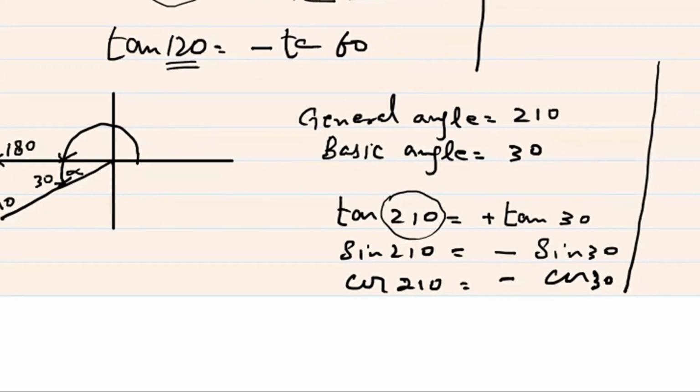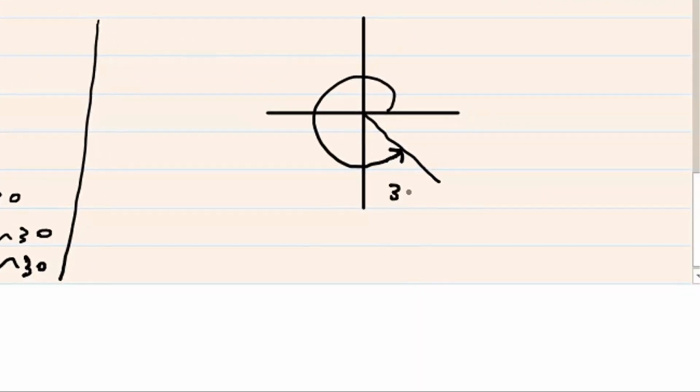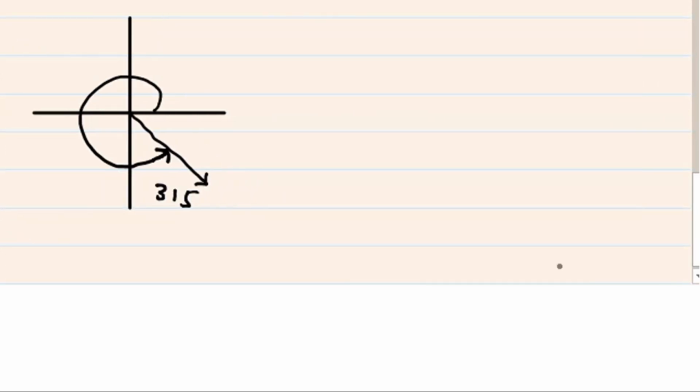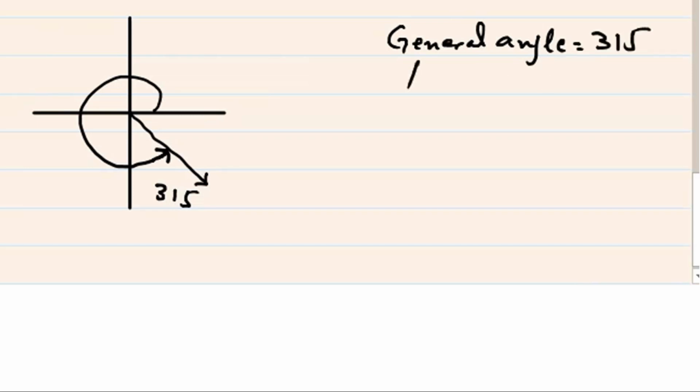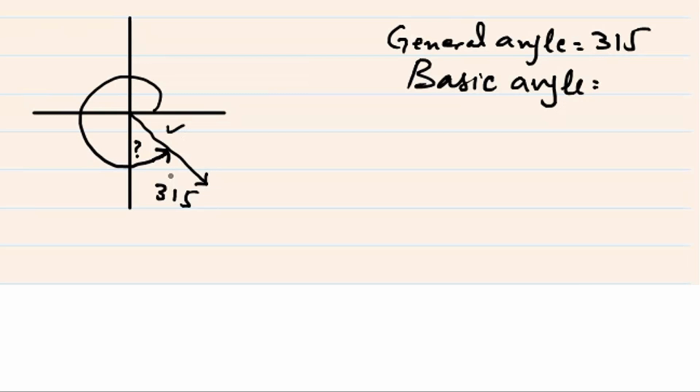If I consider one angle, 315 degrees, then I would write that the general angle is equal to 315. What would be the basic angle? Which side? Is this a basic angle or is this one the basic angle? Question mark or tick mark? So the x-axis, so the tick mark. Yes, this is the basic angle.